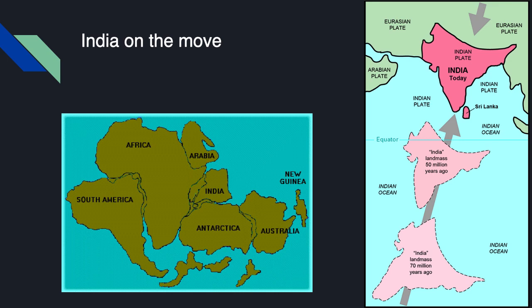And what happened was that it collided with the Eurasian plate, and because of the compression, the Himalaya was formed. So this mountainous area could only be formed because of the fact that it collided with the Eurasian plate. And of course that created some of the minerals that we were talking about in the first slide.